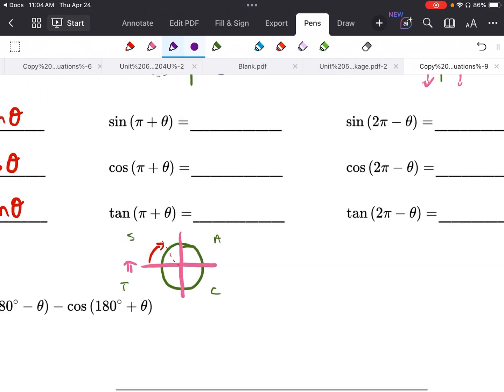Now we have pi plus theta. If we're adding theta, so we're adding an acute angle, we'll end up in quadrant 3. And based on CAST, we can see that the only one that should be positive is tan. So sine and cos will both be negative.